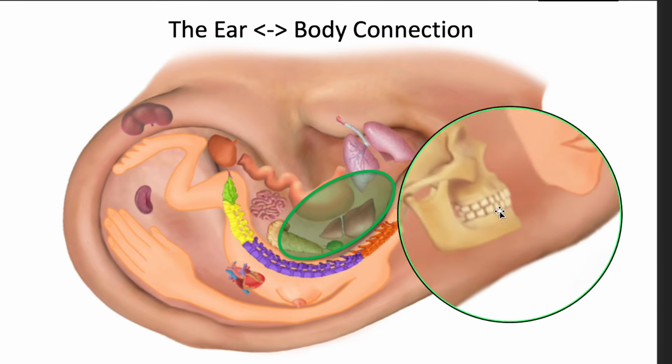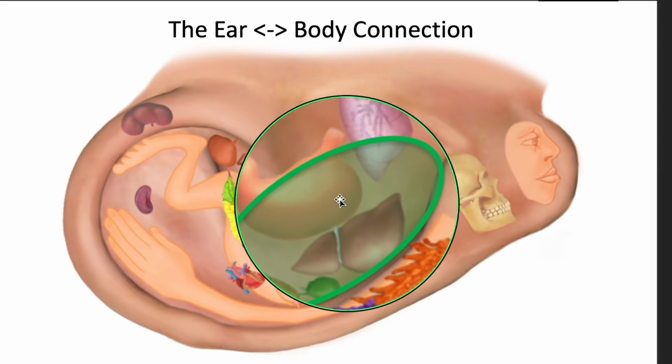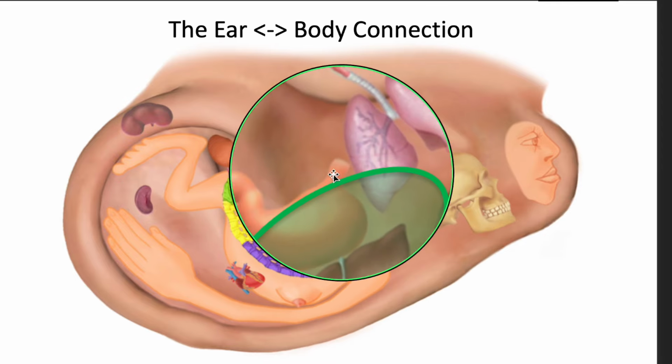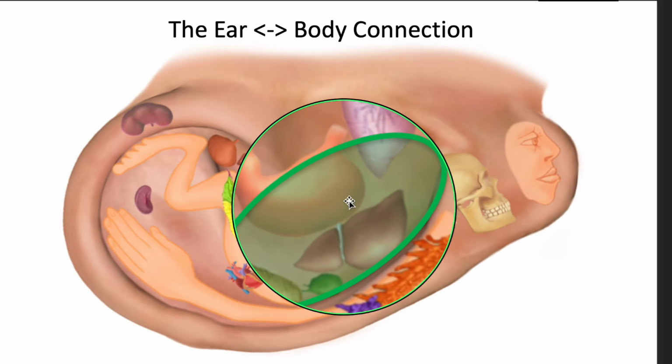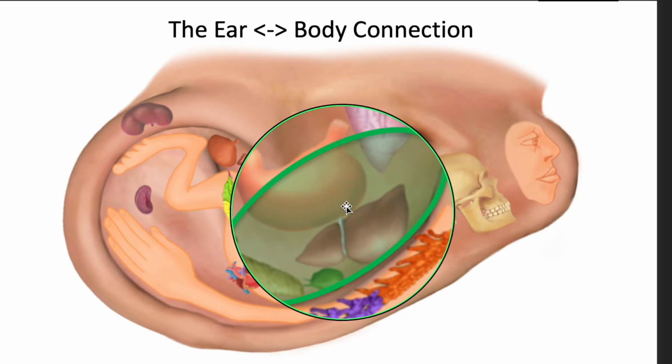I could choose any organ, but let's go with the liver. And in this green circle is the liver area on the right ear. Now, why did I choose right ear? Because the liver organ is only on the right side of the body, right?